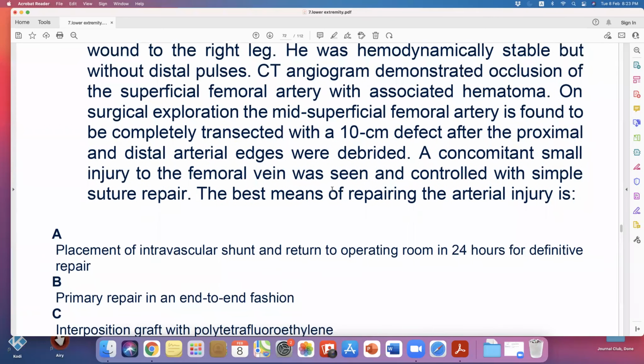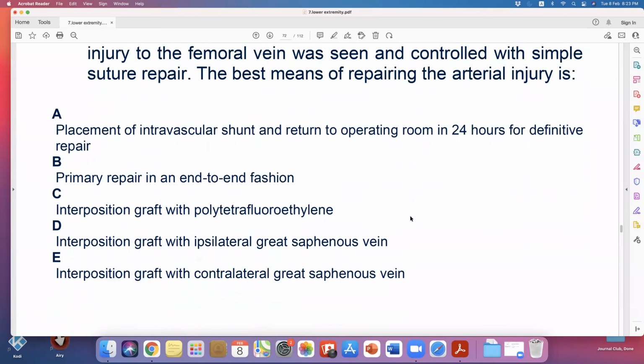Let's see what options they give us here. Placement of intravascular shunt and return to the operating room in 24 hours for definitive repair. I think this is for when the patient is unstable. Correct. Primary repair in end-to-end fashion. I think the indication is that it has to be less than 2 centimeters, and it carries a lot of risk of stenosis and tension. No, you can't. 10 centimeters is too long. Interposition graft with PTFE, right, high risk of infection.